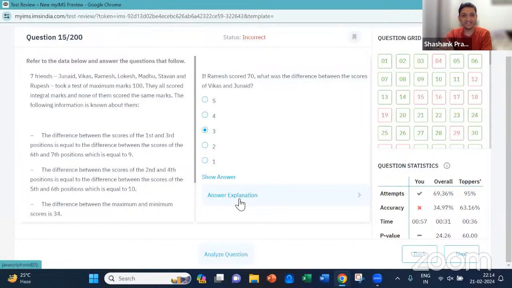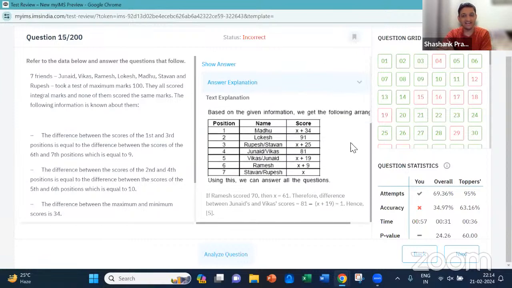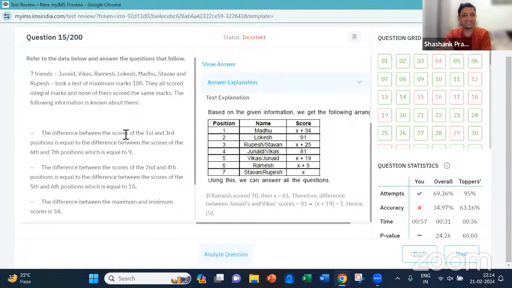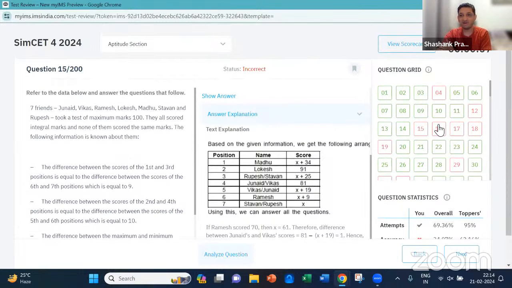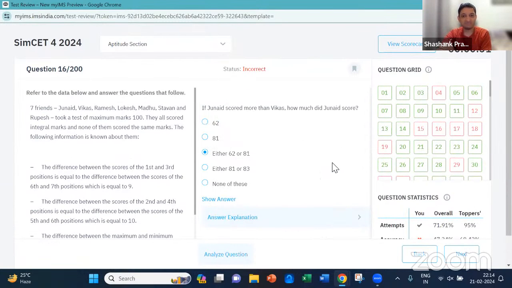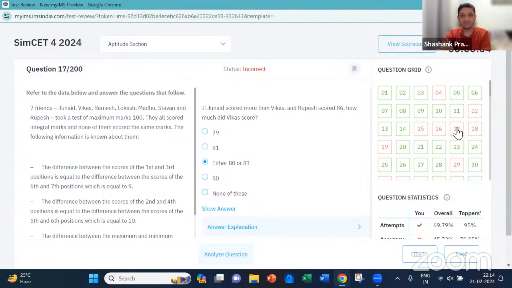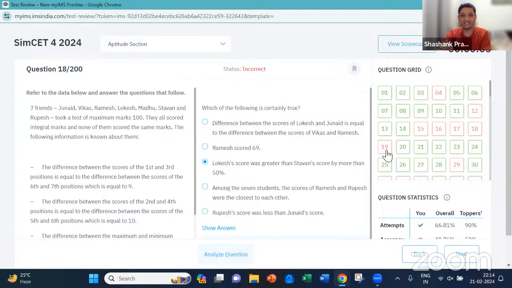15, 16, 17. It was a nice set. I would like to solve this set at some point in time because it looked nice. But again, not really the test where you could have solved this. Okay, so definitely was wrong. Option 3, wherever I marked option 3, everything was wrong.